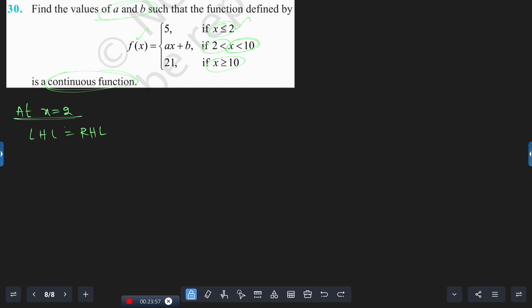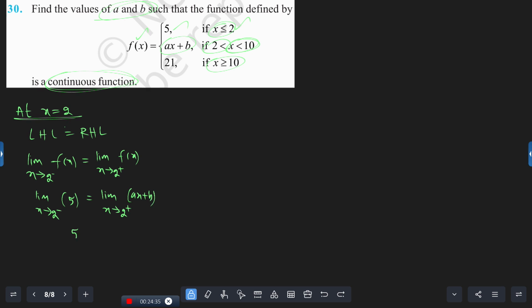Okay, the left hand limit and right hand limit are equal. The left hand limit at 2 means 5. So we can write limit x tends to 2 minus f of x equals limit x tends to 2 plus f of x. Limit x tends to 2 minus f of x is 5. And limit x tends to 2 plus f of x, for 2 and above, is ax plus b.